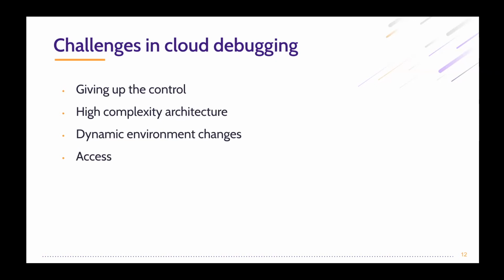The dynamic environment changes in cloud architecture bring up some challenges as well. Your instances are deployed and turned down dynamically, and there's no app or process we can actually attach to in the traditional debugging way. And also, you don't always have the right access. All of those together are many of the challenges that cloud architectures bring to our world when it comes to debugging your application.